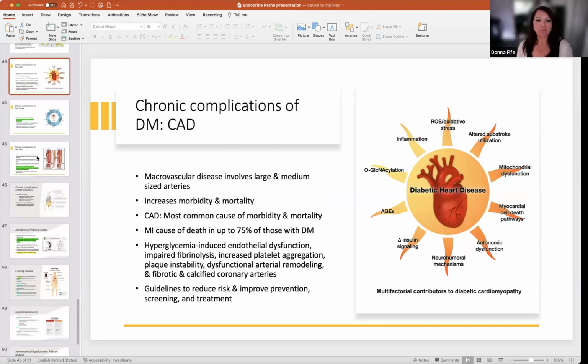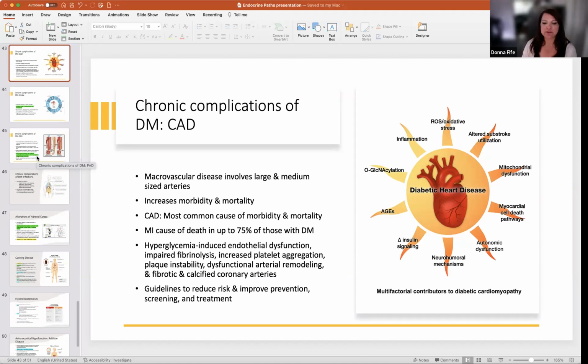All right, other complications of diabetes, coronary artery disease. There's macrovascular disease that involves the large and medium-sized arteries. There's increased morbidity and mortality. CAD is the most common cause of morbidity and mortality. And MI may cause death in up to 75% of those with diabetes mellitus.